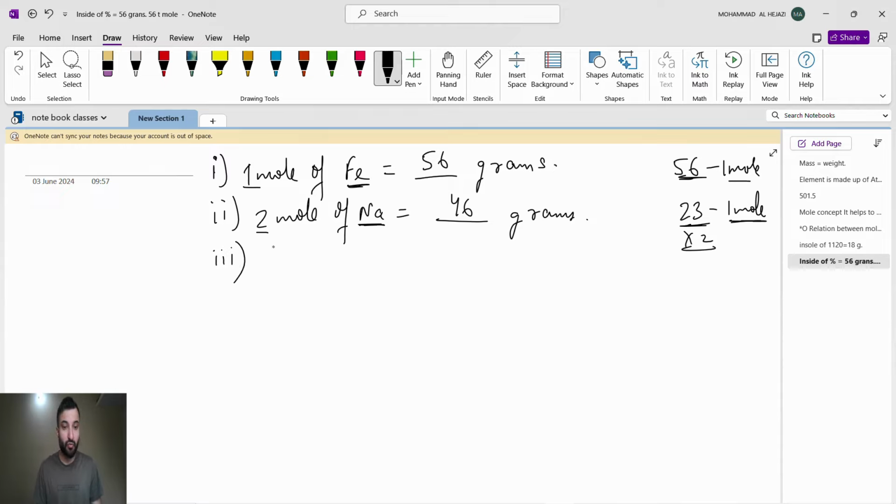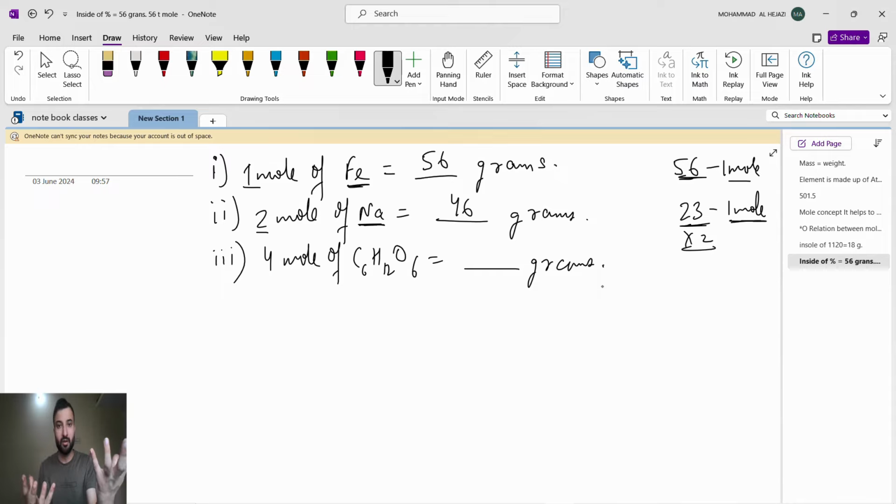Third number, 4 mole of glucose. Glucose is C6H12O6. 4 mole of glucose, how many grams? See this, we are giving you the mole, you are telling the gram. After that we will give the gram, and you will tell me the mole. So what is glucose? A compound. So first of all we will find the molecular mass of the compound. The molecular mass of glucose we will find, and we will see that it is 180.